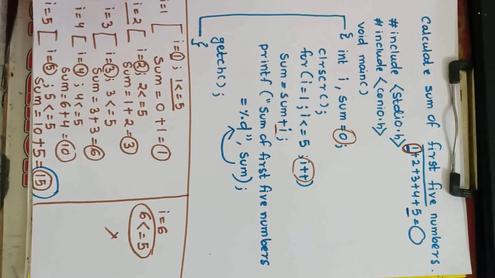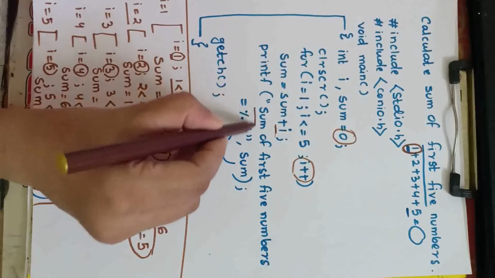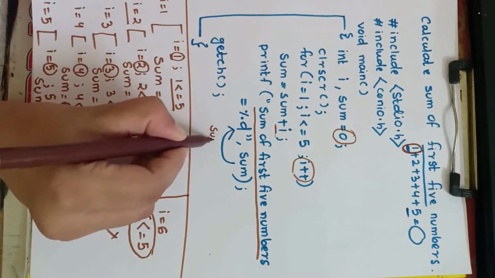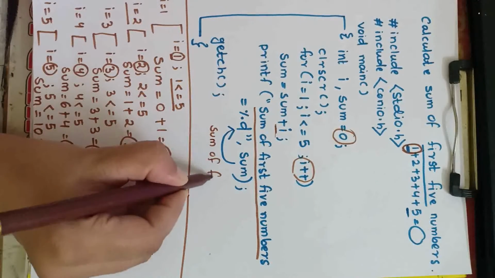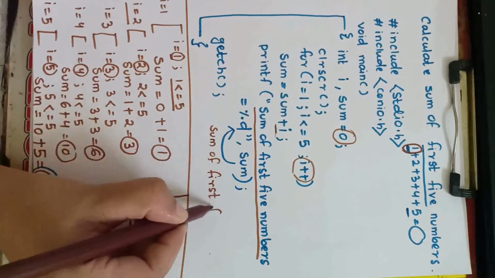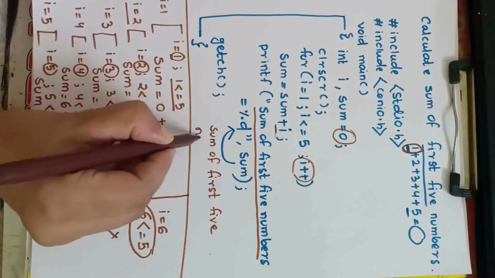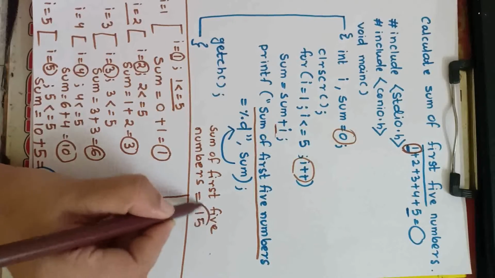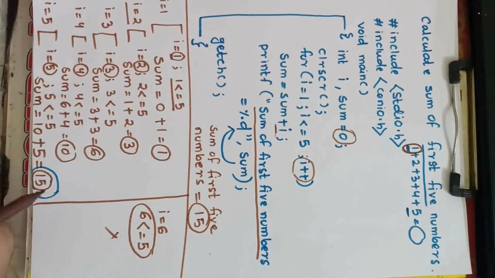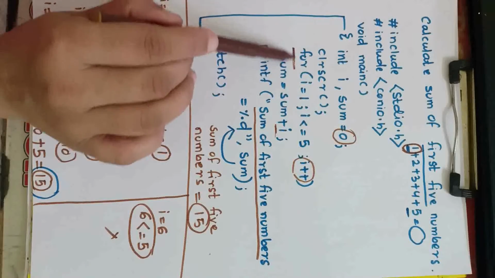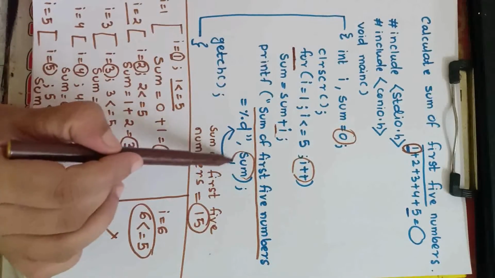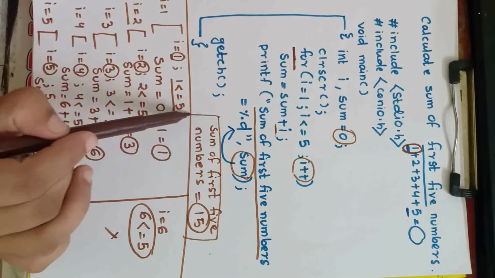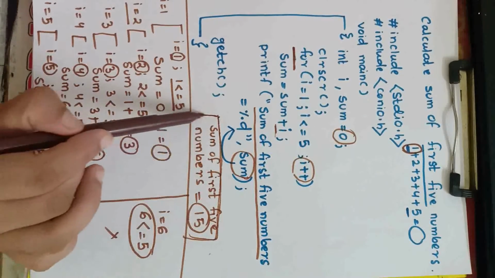So in the output screen, what is displayed now? This line, sum of first 5 numbers equals 15. Because at the end of our execution, at the end of our for loop, what is the value of sum? Now the sum is 15. So now this line is the output of this program.